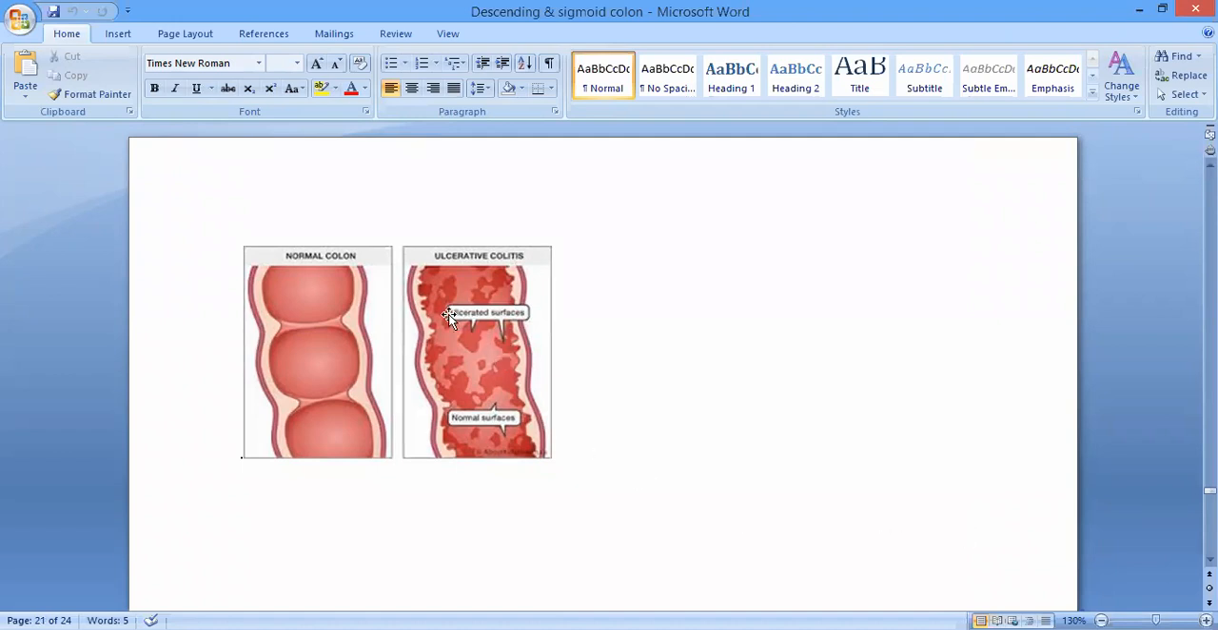And when you just observe it, you can see a lot of small ulcers present in the mucosa of the large intestine, okay? They affect the innermost lining, or the mucosa, of the large intestine and the rectum. Whereas in Crohn's disease, what happens?